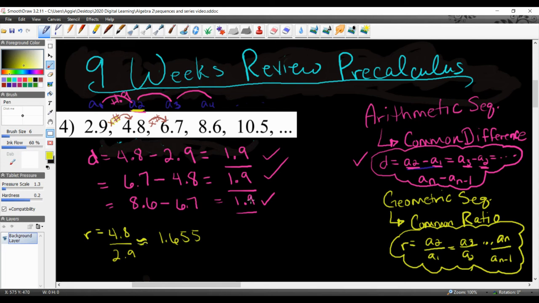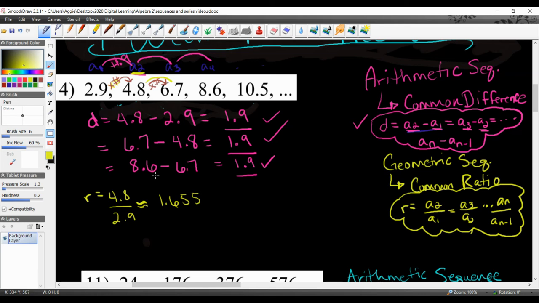So it's approximate. If this is a geometric sequence, that means that from 4.8 to 6.7, I should be multiplying by this. So let's check one more. Let's scroll down just a little bit. We're going to check the next term. So a sub 3, which is our third term, 6.7 divided by a sub 2, so 4.8, and let's see what that gives us.